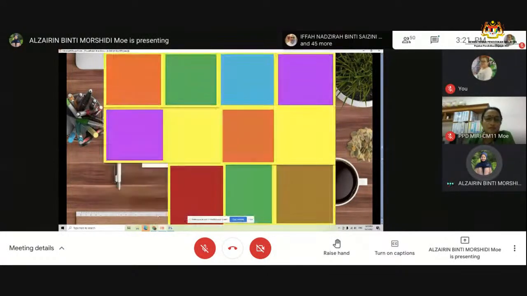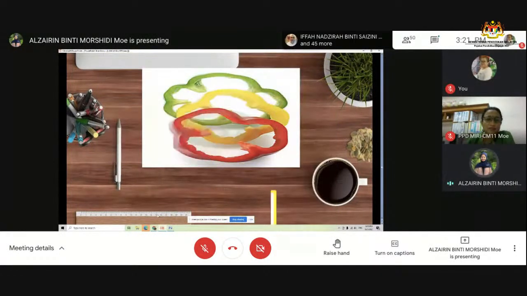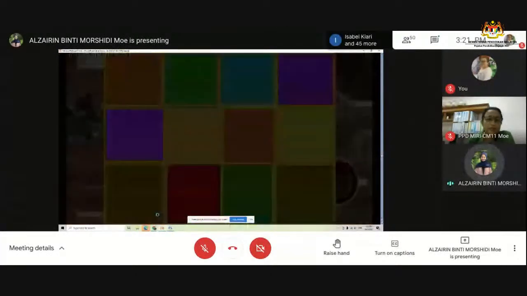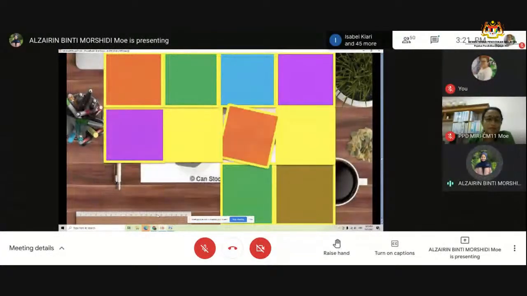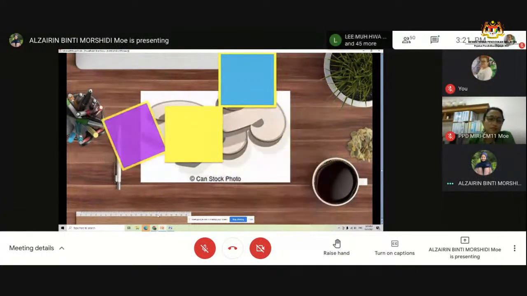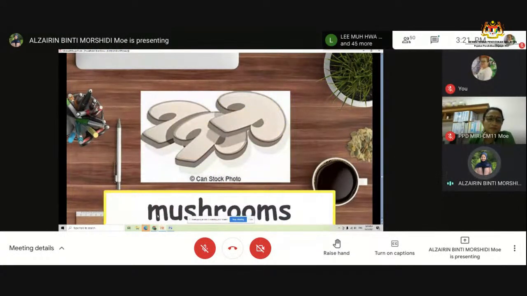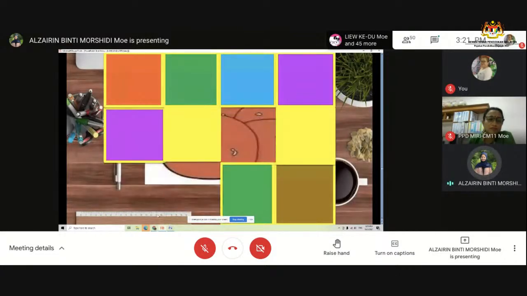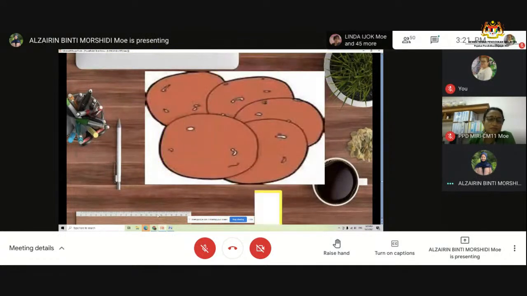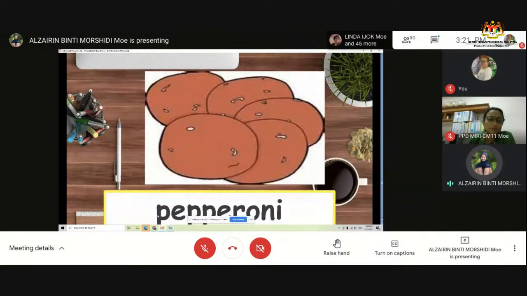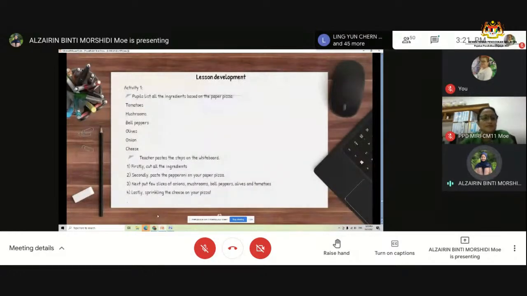Olives. Okay, make it fast. Bell peppers. And then this one, mushroom. You don't have to use the internet for this picture puzzle. You can just use PowerPoint. Okay, and then the last one is pepperoni. I forgot to put the picture of cheese here. It's okay. Okay, so this is what happened during the lesson development.